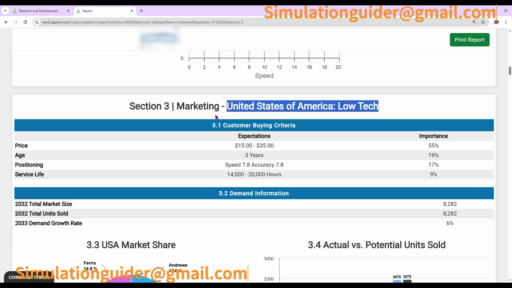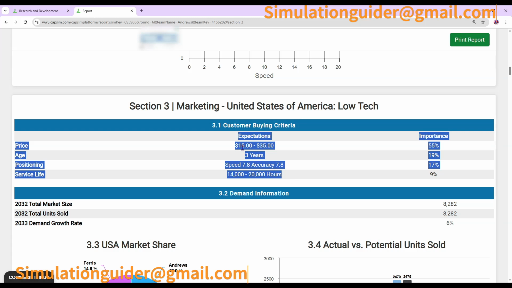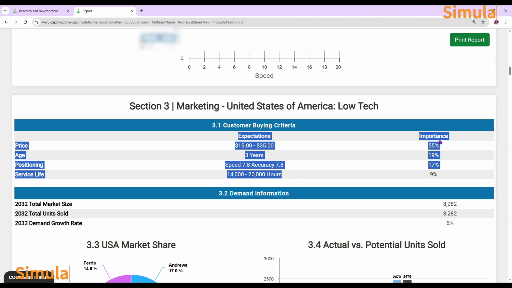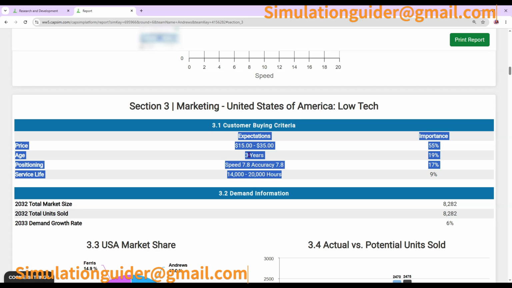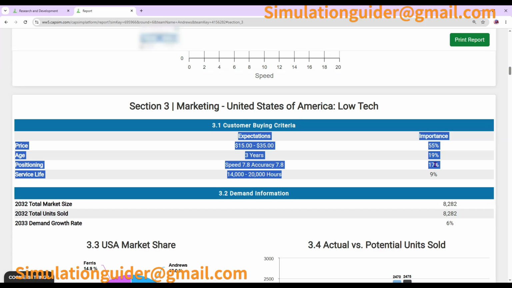Under the low tech, we can go through and see what customers need. Under the USA market, customers need a pricing of 15 to 35, with 55% importance. An age of around 3 years has 19% importance. Speed and accuracy of 7.8 each has 17% importance. And 14,000 to 20,000 hours for the service life has 9% importance.